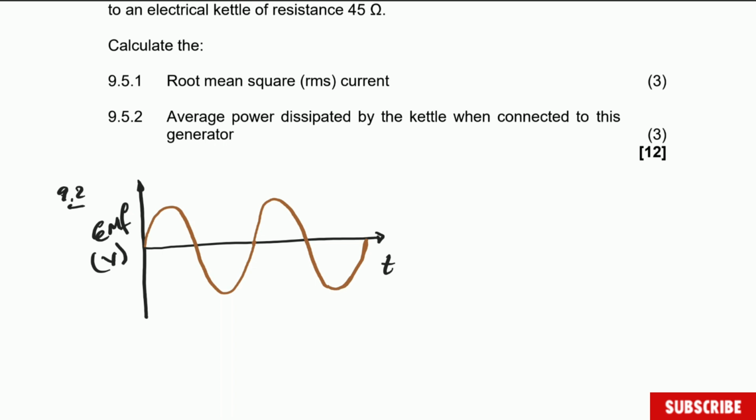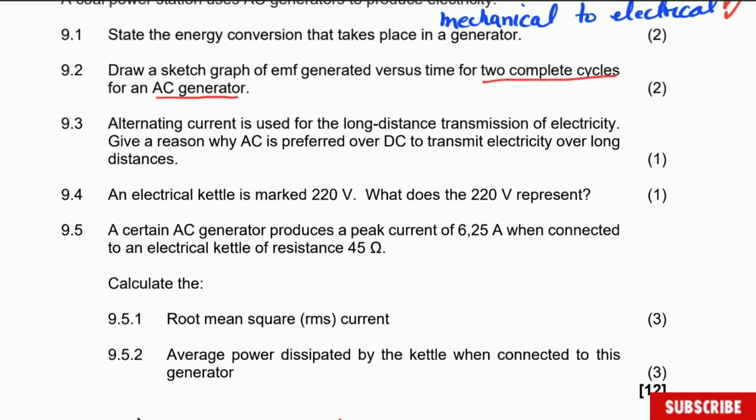If you do that one, which I am sure you can do, you will get 1 for the correct shape. Correct shape means either sine or cosine. And then you get another mark for having the 2 complete cycles. No 1, no 1.5, but must be 2 complete cycles. Be careful with that one. It's another 2 marks. Quite simple to get.